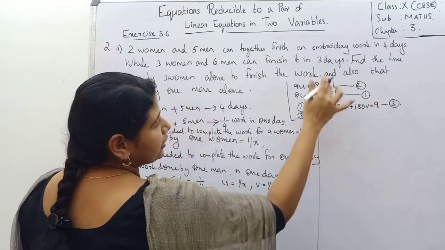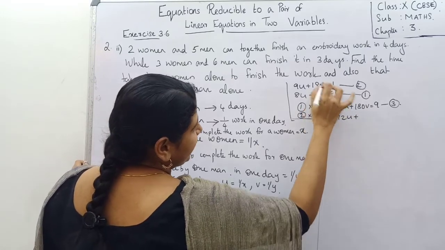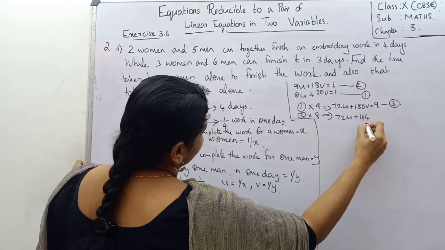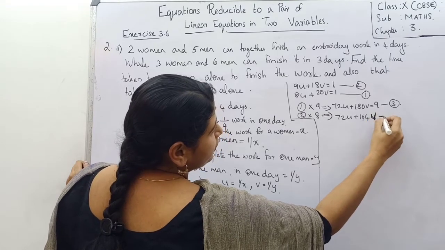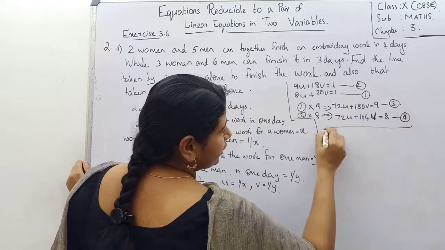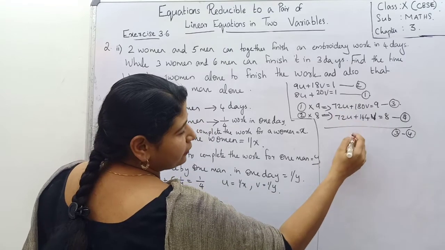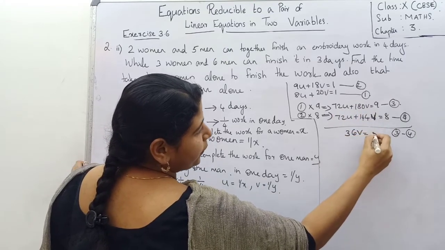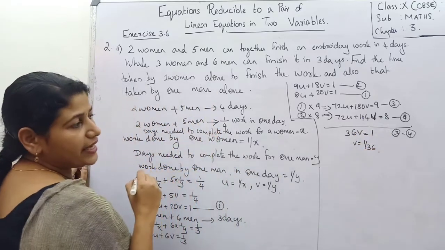And the second equation becomes 9 into 8 is 72u plus 18 into 8 is 144v equal to 8. This is the fourth equation. Now we can subtract. 3 minus 4 will give you 0. 180 minus 144 is 36. V equal to 1/36. Okay, v is 1/36.